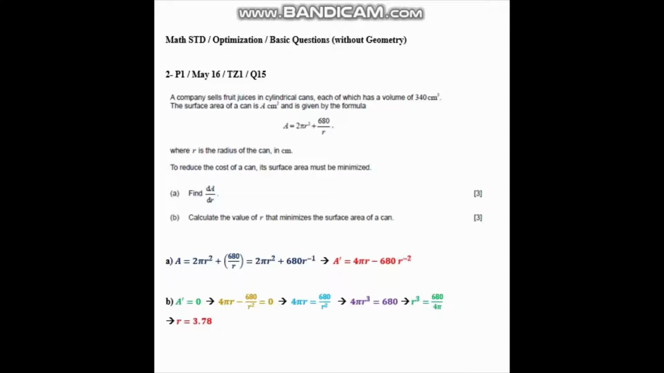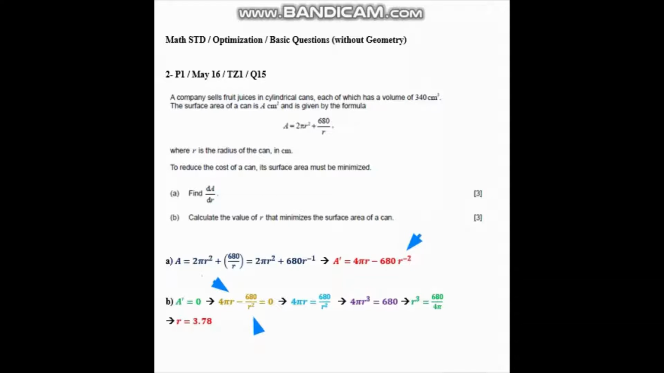R equals 3.78. I would rather you do this using the manual approach, because it will take you some time to adjust the window and to try to understand what the function looks like on the GDC. So the manual approach is simply to set the expression equal to 0, and I've taken r power negative 2 to the denominator, and it has become r squared. So this is a dash.